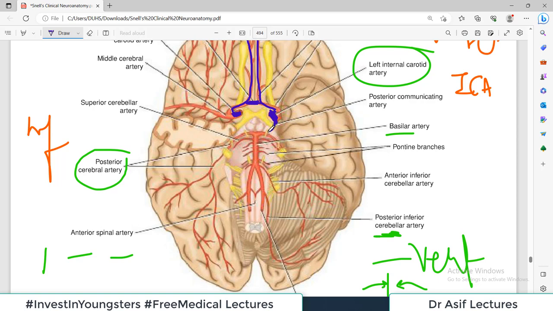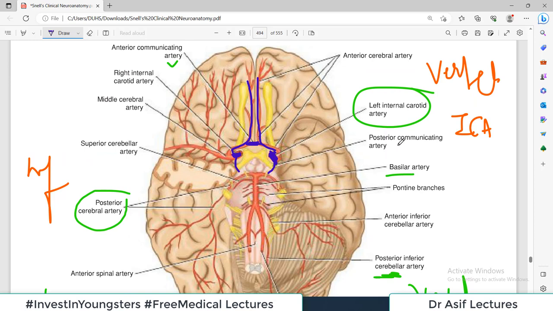internal carotid से it goes like this. This is the posterior communicating. This is the area for posterior communicating. So whatever I'm actually drawing, and they have actually labeled it here posterior communicating. So whatever I'm drawing in blue is basically part of the internal carotid system.